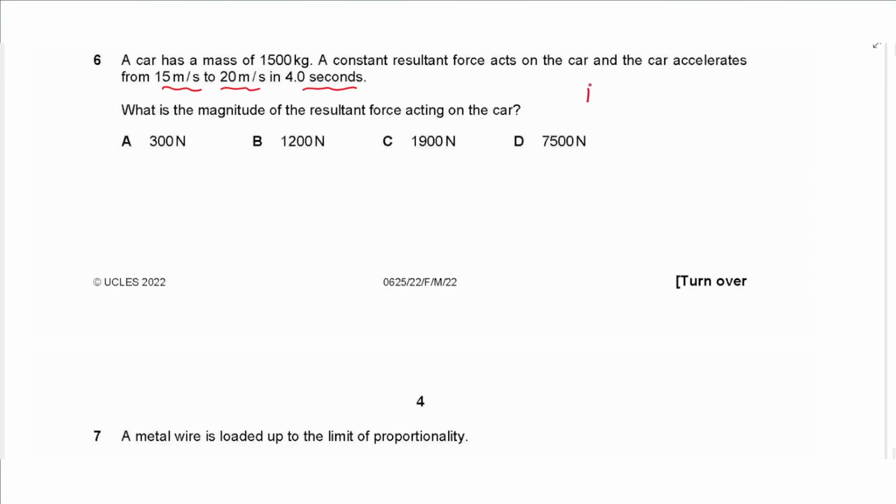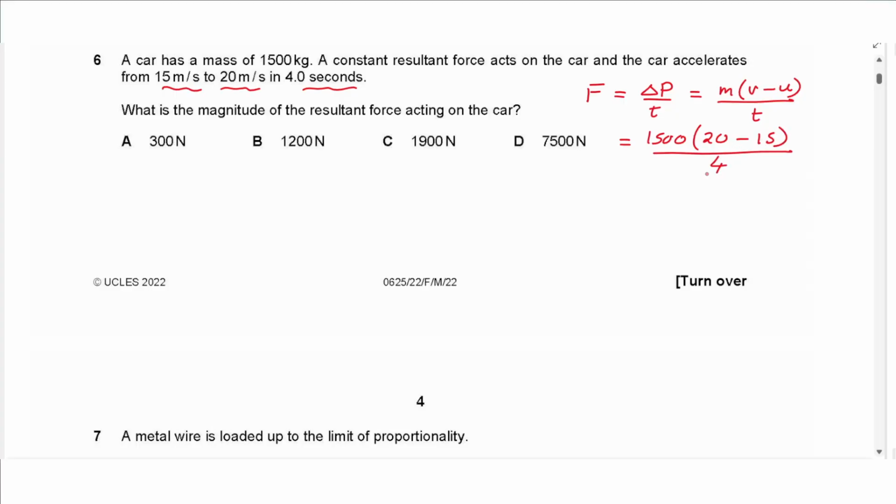We can calculate it using the equation force equals change in momentum over time, or impulse over time, which is mass multiplied by the change in velocity divided by time. Then we substitute. We have 1,500 kilograms. The final velocity was 20. Initial was 15. Then we divide by the time, which is 4 seconds.